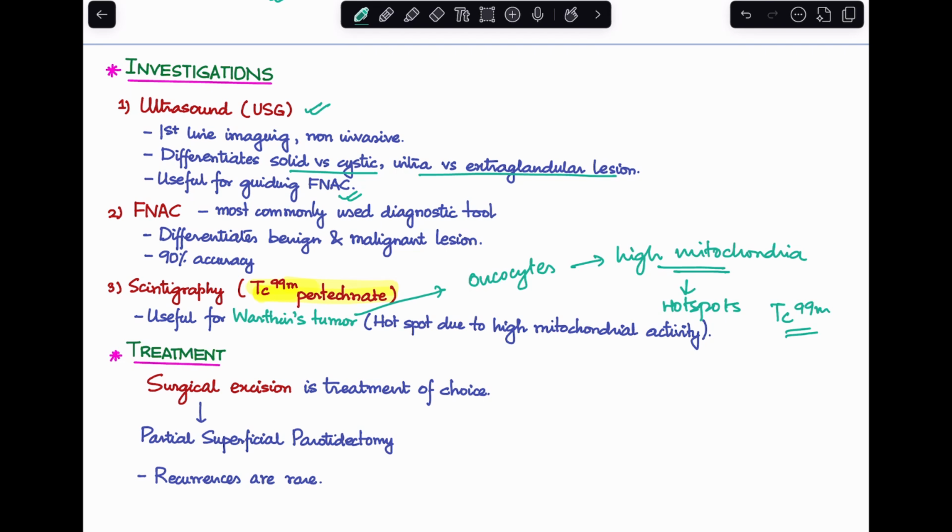Lastly, how will we treat the case? Treatment is very simple. Surgical excision is the only answer over here. There is no other treatment choice. We usually perform a partial superficial parotidectomy where we remove the superficial lobe along with the tumor, and we try to preserve the facial nerve, identify it, and preserve it during the surgery. And lastly, recurrences are very rare in this case. Malignant transformation is also very rare. So that's all about Warthin's tumor.